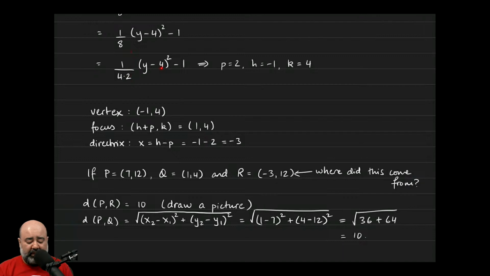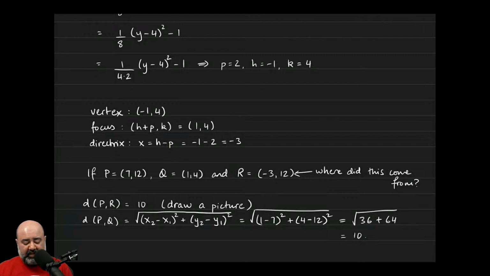But remember that this component that's always attached to y is the y-coordinate of the vertex. So the y-coordinate of the vertex will be 4. The x-coordinate of the vertex in this form will be negative 1. So that's exactly what this information states, that p must be 2, h must be negative 1, and k must be 4. So at this stage, we have the vertex. If we add p to the vertex, we're going to get to the focus, and if we subtract p, we're going to get to the directrix.